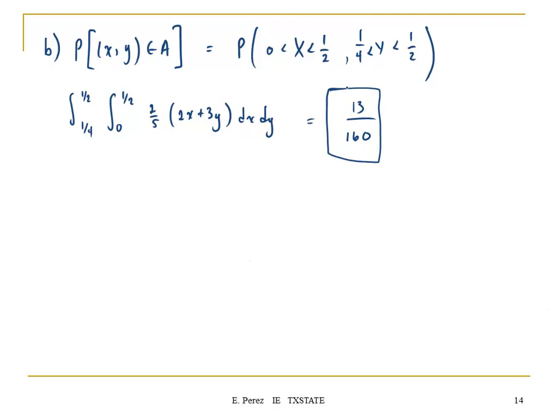Are we clear? So we showed how to find the joint probability for discrete probability distributions. We found the joint probability for continuous probability distributions. Are there any questions? We are doing the same thing. The only difference is that for discrete, we use summations. For continuous, we use integration.